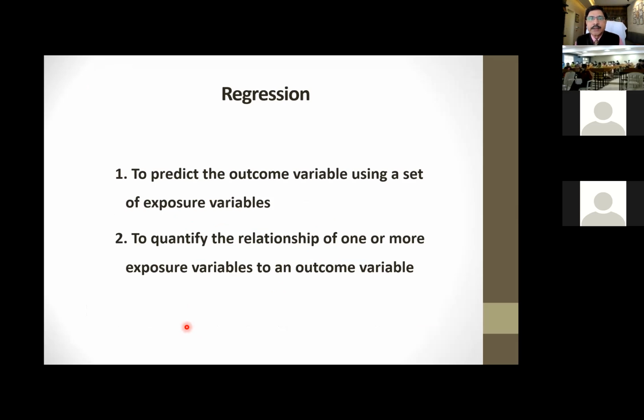Regression is to predict the outcome variable using a set of exposure variables. The best example I can give you is from yesterday in the cricket: after 20 overs, if the score is, let us say, 60, they will project what the score will be at 40 or 50 overs in a one-day match. In a T20 match, what is the score at 8 overs? They will predict at 15 overs and 20 overs. They use a regression to arrive at that.